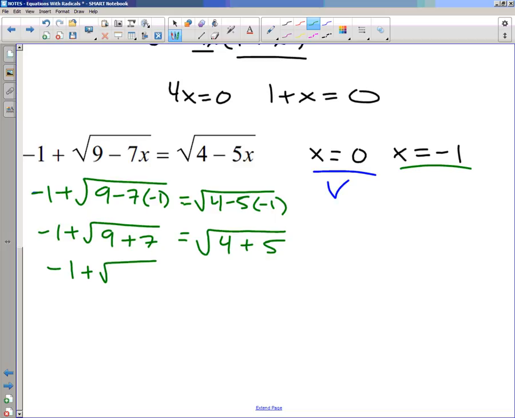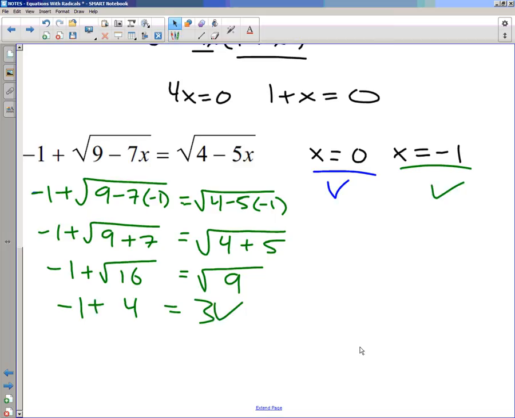-1 plus the square root of 16 equals the square root of 9. The square root of 16 is 4. Square root of 9 is 3, and that one checks out as well. So this one has two solutions. Both of them check out, 0 and -1.